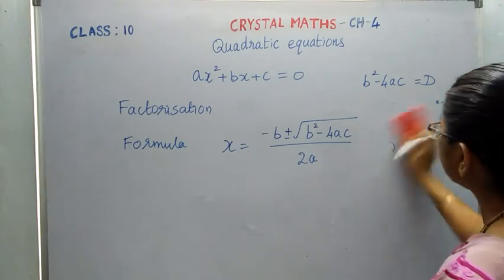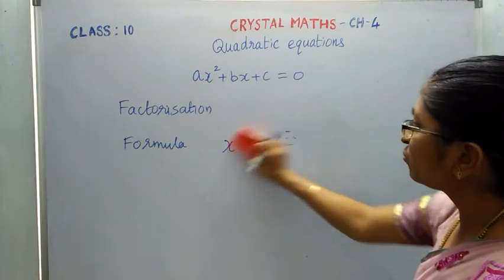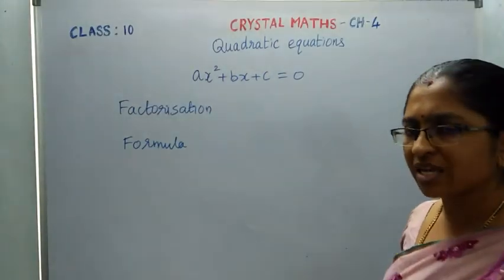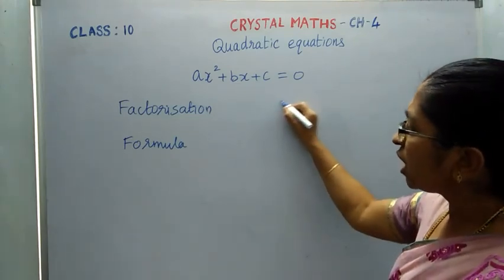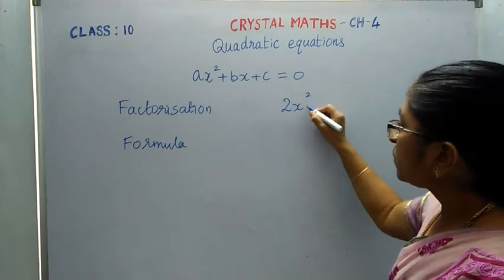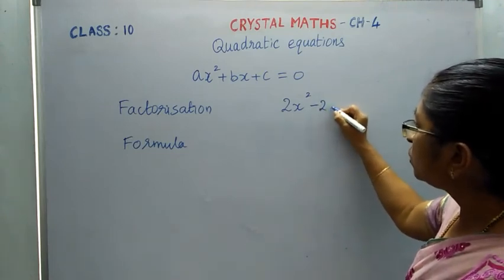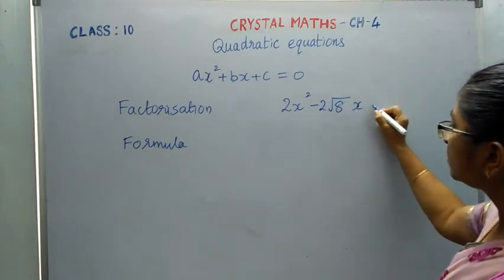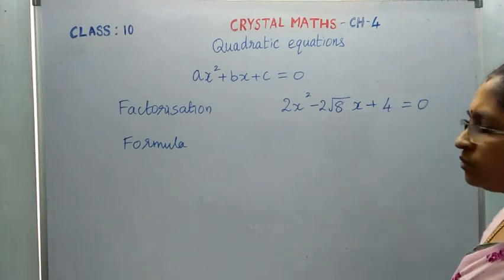Okay, let us apply the formula and find the roots. Before that, let us see the factorization we saw in earlier classes. Let us take one example, to see whether we get the same answer in both methods. Let us verify. I am going to take one small equation: 2x square minus 2 root 8 x plus 4 equal to 0.